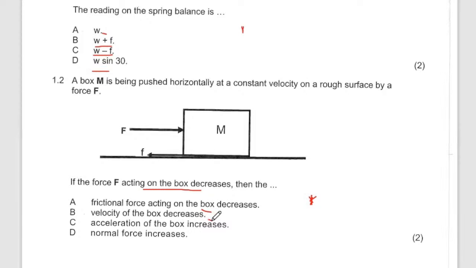That's automatic, because since the force is going to decrease, which means even the rate at which it's moving will also decrease. Acceleration increases? The acceleration will instead decrease. The normal force increases? So option A and B, I'll go for option B, which is kind of straightforward. The velocity of the box will decrease.